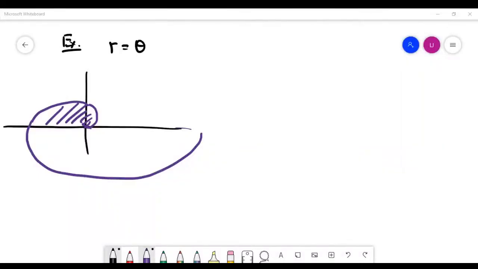So let's look at this example now. I give you the polar function r equals theta, which is a very simple polar function. And actually, I give you the polar curve here, which is like a spiral from the origin, right? And I would like to ask for the shaded area, which is shaded here, right?